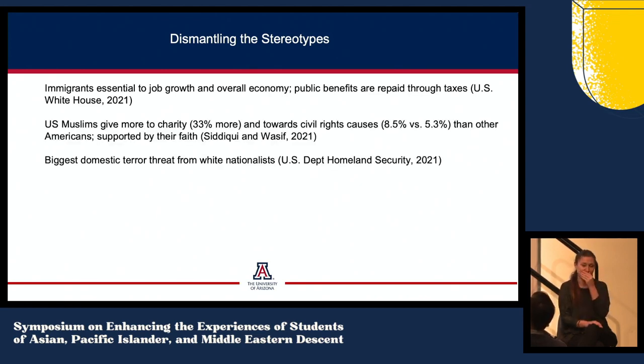Dismantling the stereotypes about Muslims. US Muslims give more to charity than other groups. They actually give 33% more towards civil rights causes than other Americans. And yes, they're generous, but it also underlies their faith. So this is in direct contrast to the rhetoric about their faith that fuels violent extremism. Actually, it's the exact opposite, fueling generous charitable giving towards social causes. And actually, the biggest terrorist threat is from white nationalists.